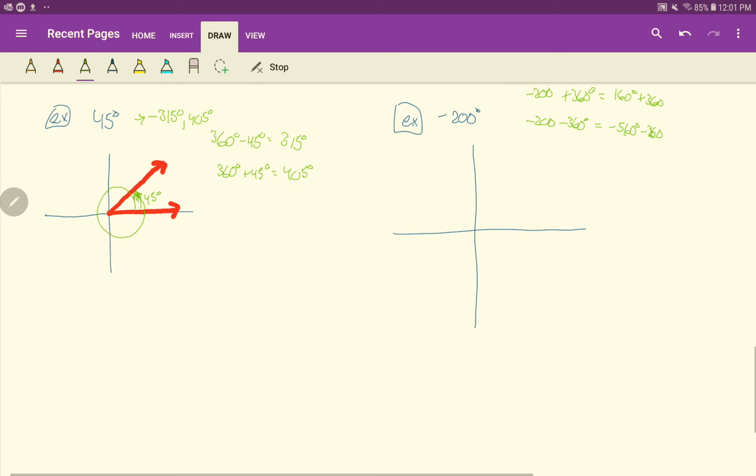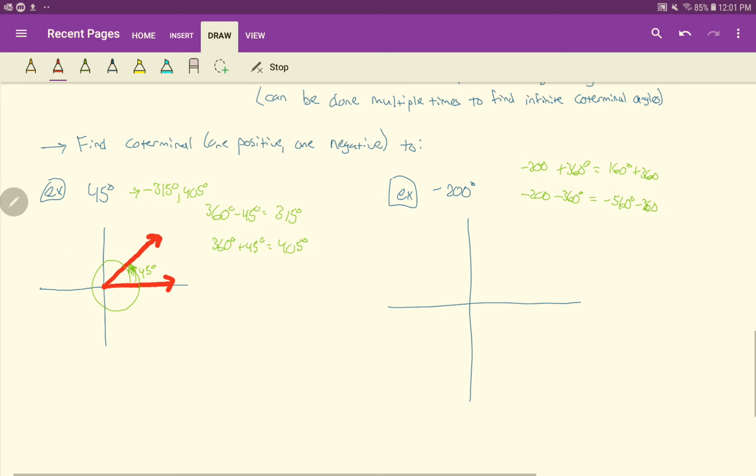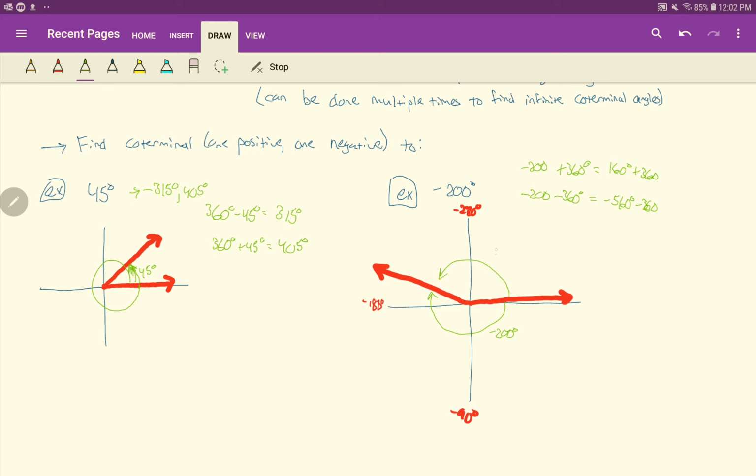Okay, so just quick here, I'll show you that one and then we'll stop. All right, so negative 200. So here's 90, there's 180 right here. It'd be negative 180, negative 90 here. And this would be negative 270 degrees. So negative 200 would be something like this. Okay, and so there's that positive 160 right here.